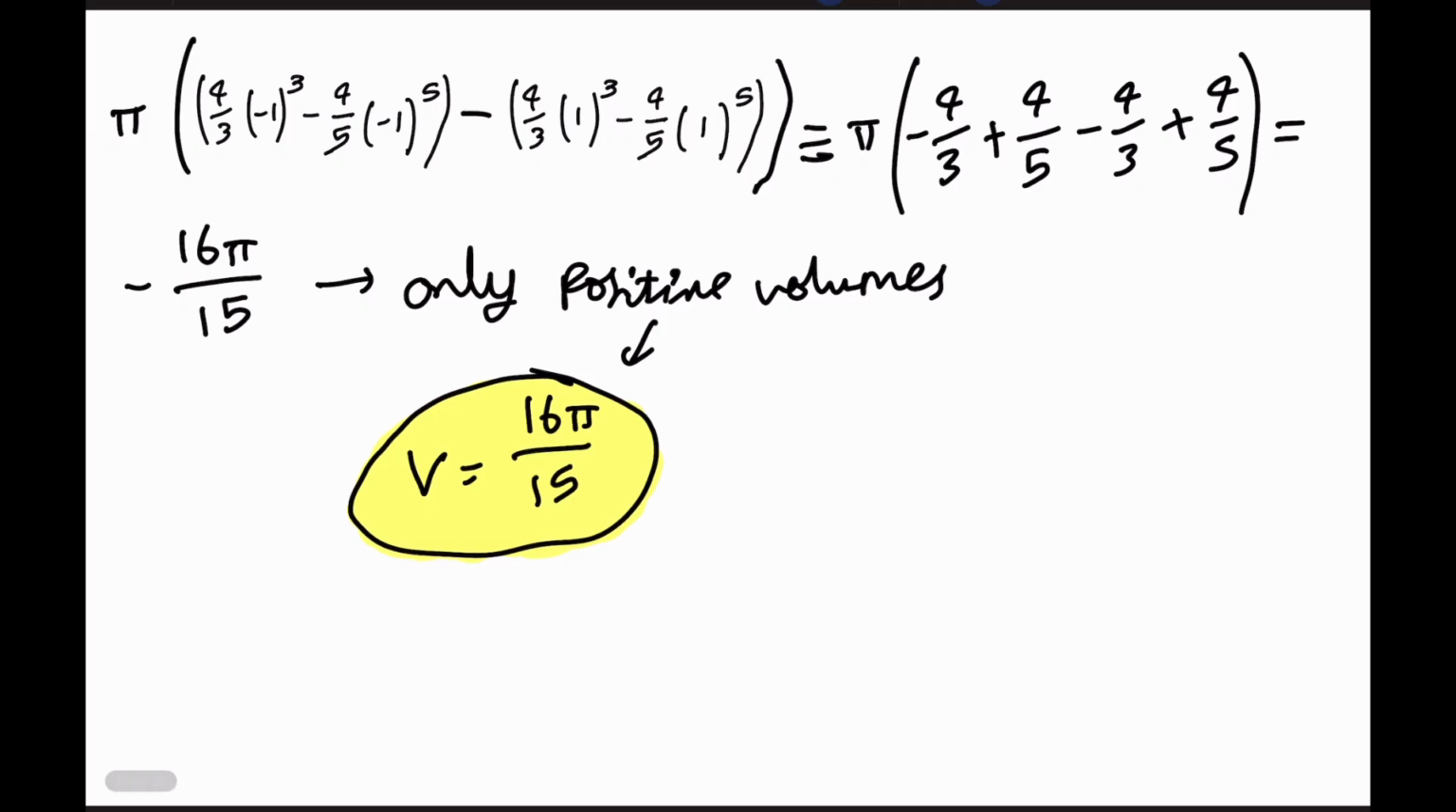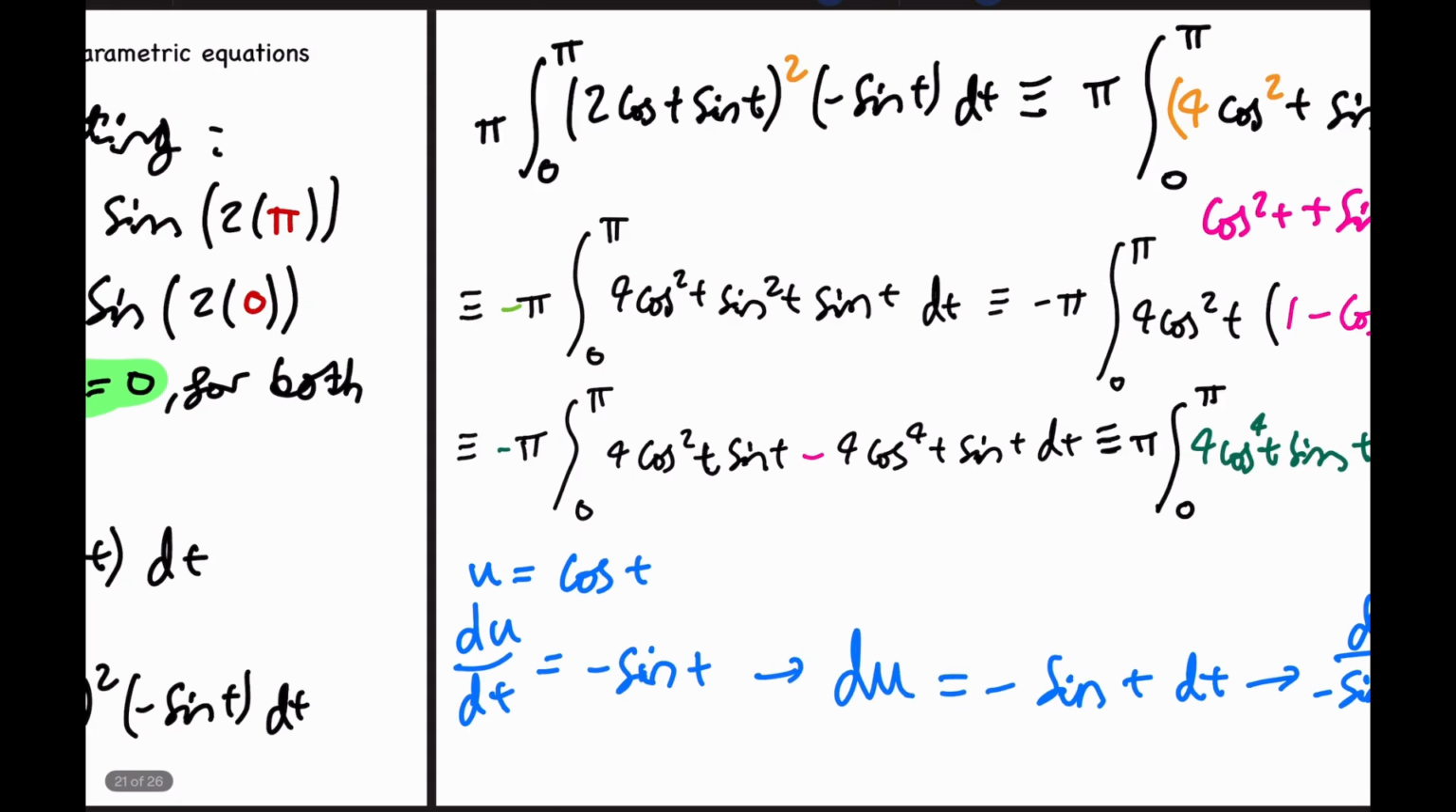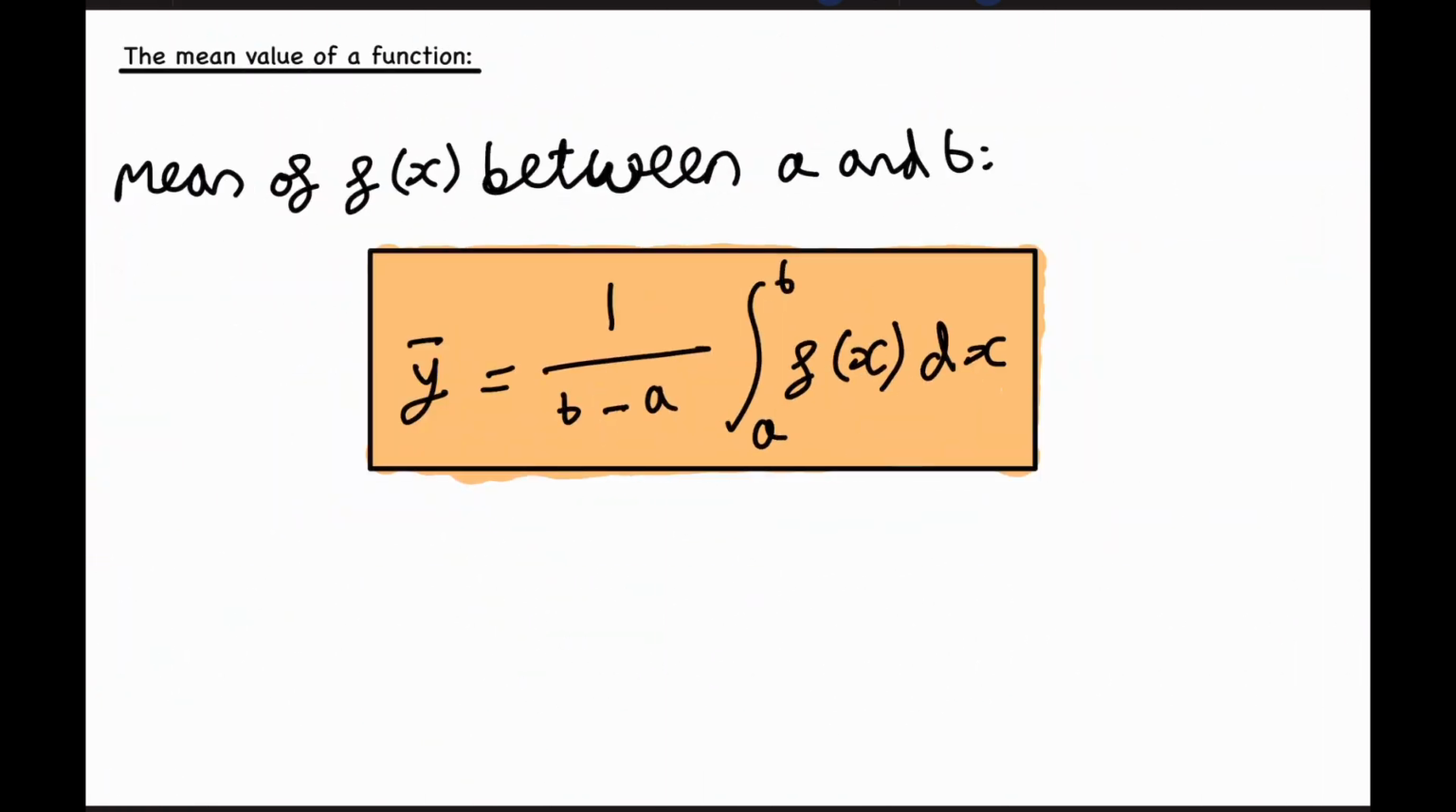And then once you have that, you'll get this, which is minus 4 over 3. You have minus 4 over 3 here, and 5 over 4 and 5 over 4. And if you just collect like terms, you're going to get minus 16 pi over 15. But now you see that this is a negative number but you can't really have a negative volume, can you? So you just do the modulus of this, and your volume would just be 16 pi over 15, and that would be the volume enclosed by these two parametric equations that we were asked in the question. So now let's move on to the mean value of a function.